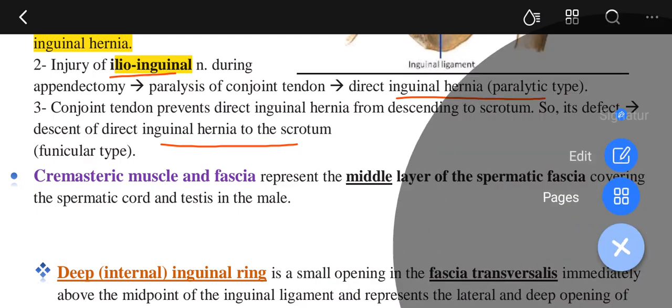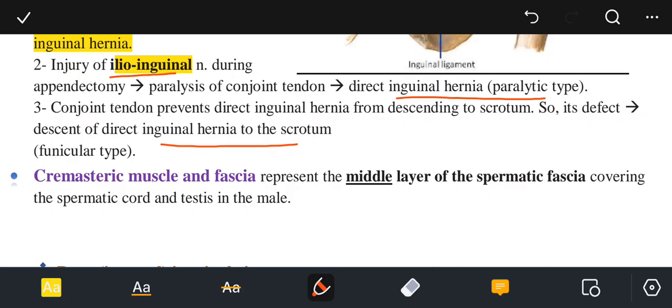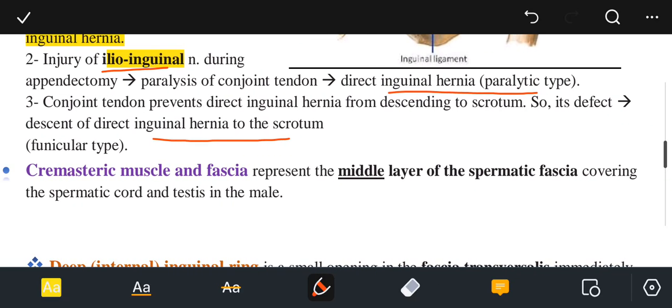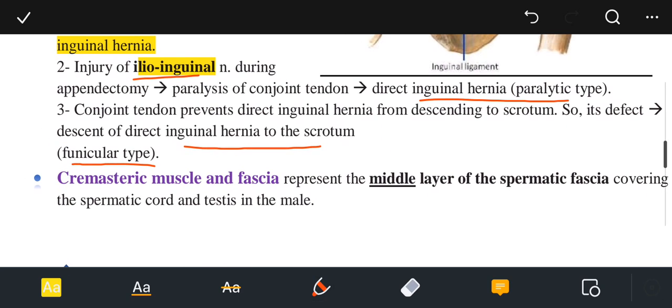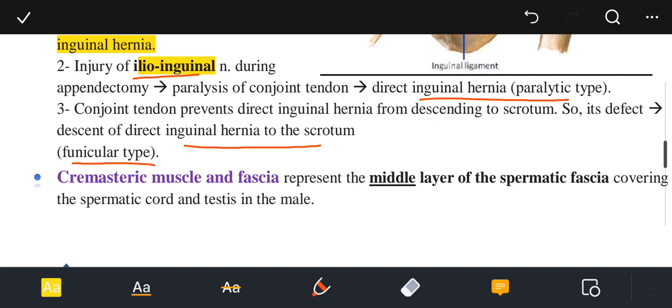Okay, so in the paralytic type, there is damage to what? In the paralytic type of inguinal hernia, there is damage to the ilioinguinal nerve, and then there is the funicular type, in which the direct inguinal hernia is present inside the scrotum.